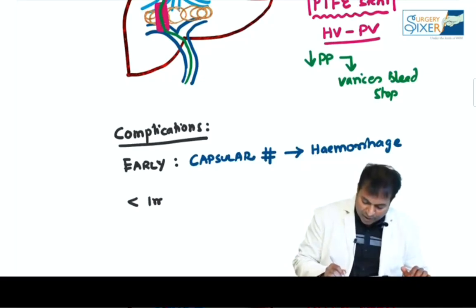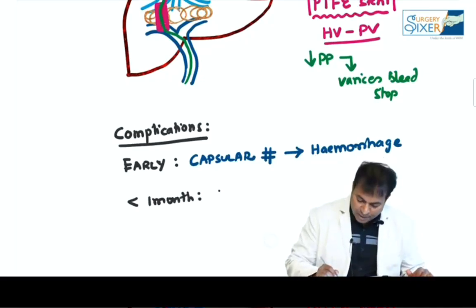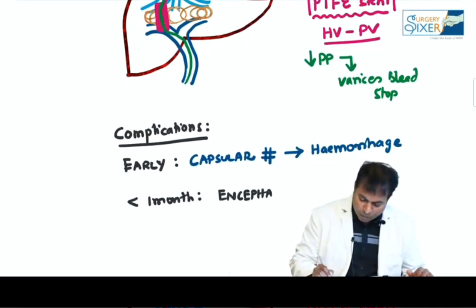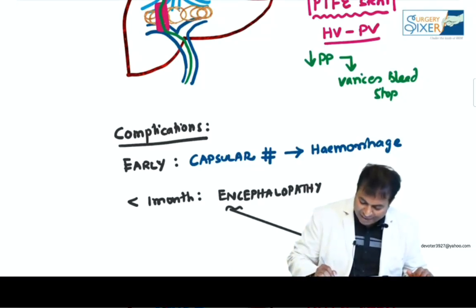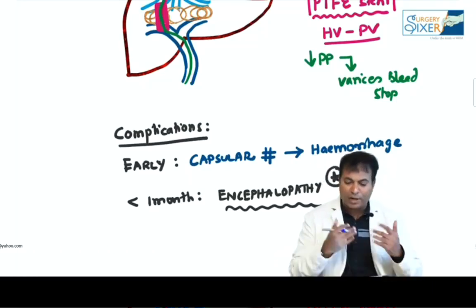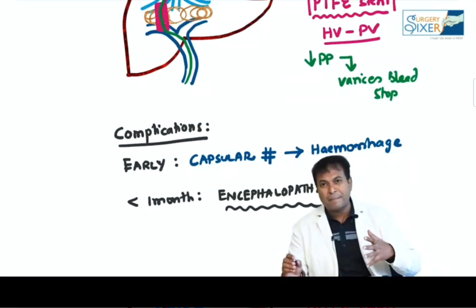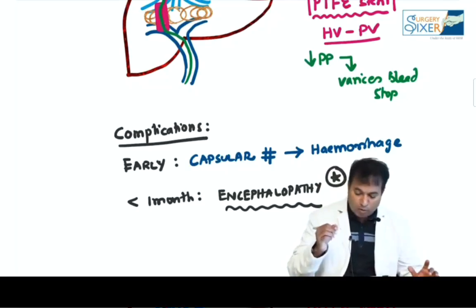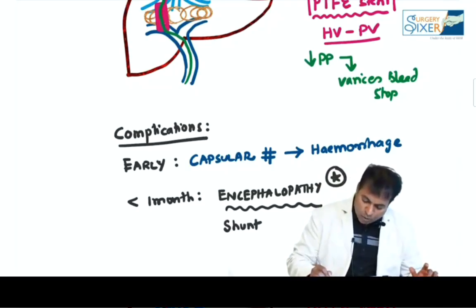And within 1 month, what other complications are expected? Within 1 month after putting this, we expect encephalopathy. Why is there encephalopathy? Because the blood is bypassing the liver, going directly into the systemic circulation. Encephalopathy is because of bypassing the metabolization. Patients also develop shunt thrombosis within 1 month.